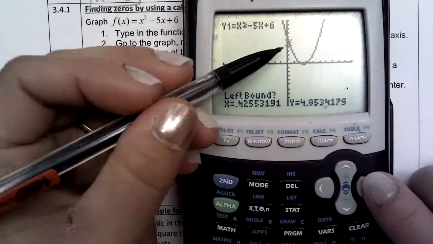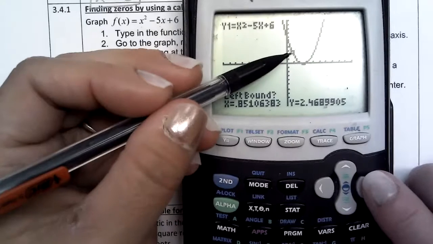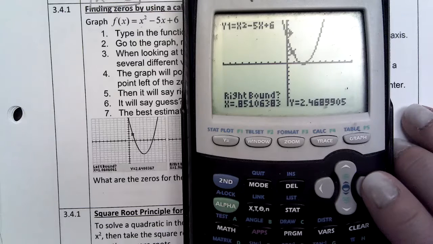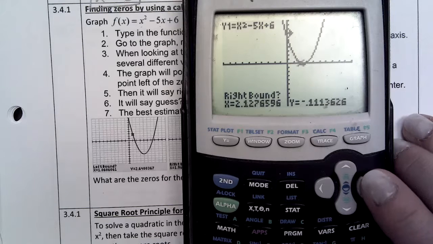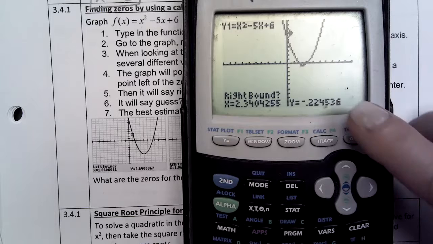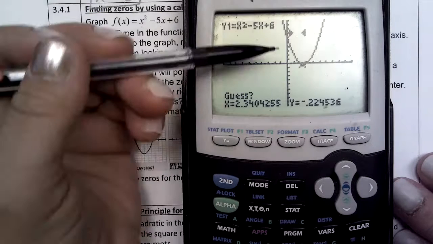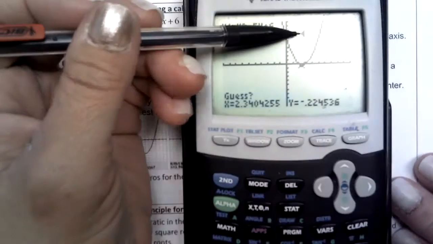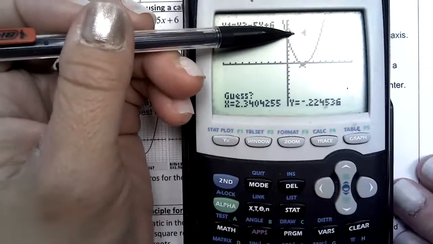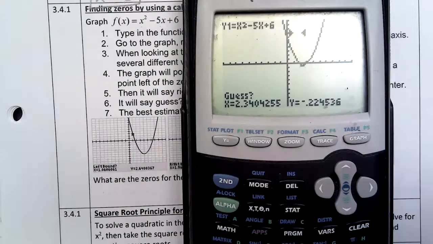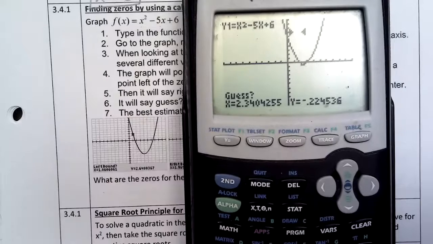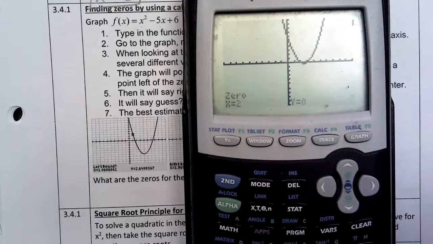See that little flashing cursor right there? I need to put it to the left of one of my zeros, and then I'm going to put it a little bit to the right of it. So in this case, I'm going to have to get right down there. So now you see it says, hey, where does this thing touch the x-axis between these two arrows? And it says, do you want me to guess? You're going to hit enter for yes.